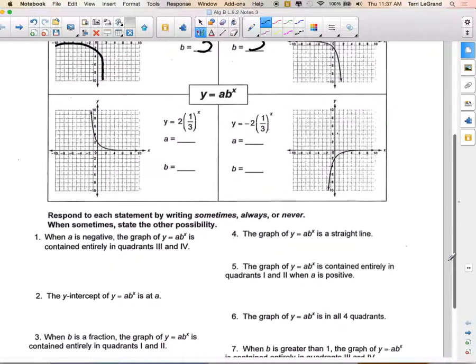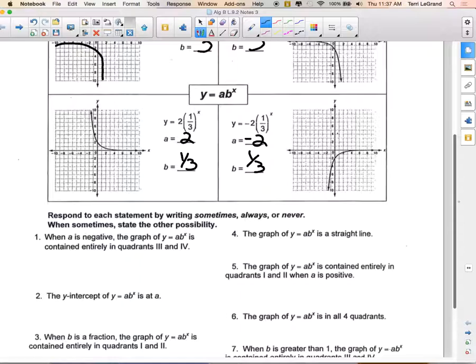Go do the other two. Y equals 2 times 1/3 to the x power. Y equals -2 times 1/3 to the x power. What do they have that's the same? The 1/3, their b value. Okay. What do they have that's different? Their a values, and they are negative 2 and 2. Okay, they're opposites of each other again.